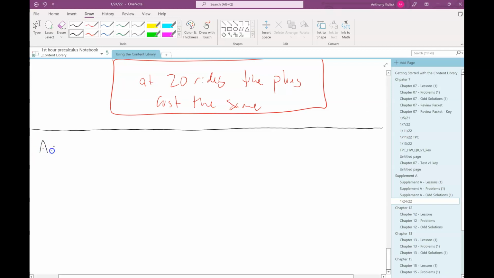Okay, looking at section 2, we're going to look at graphing systems of linear inequalities.